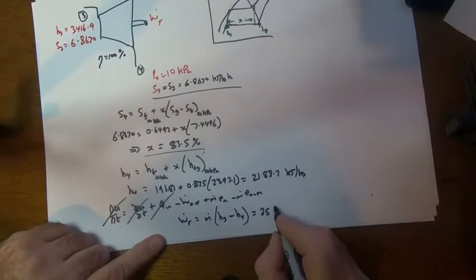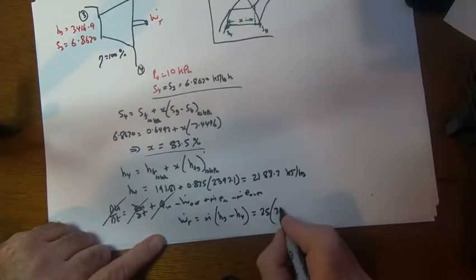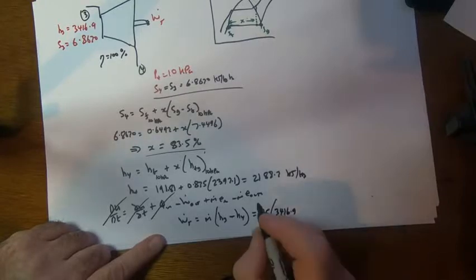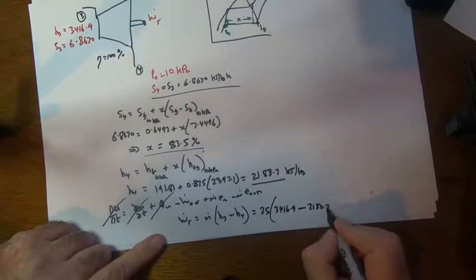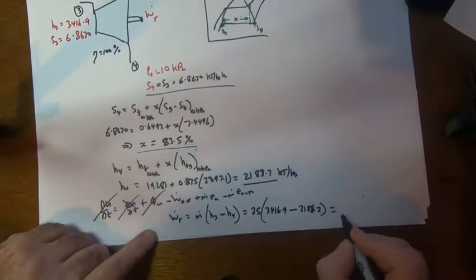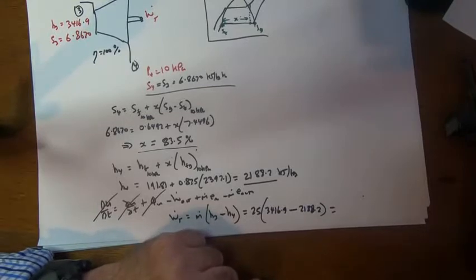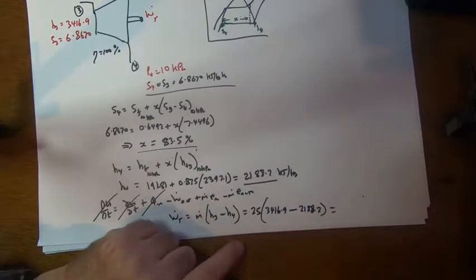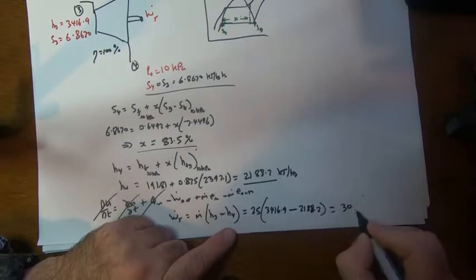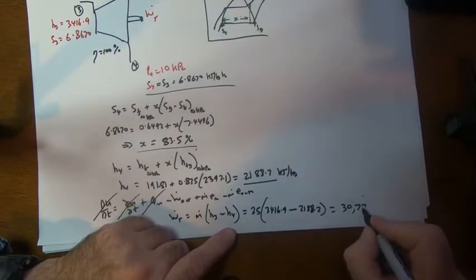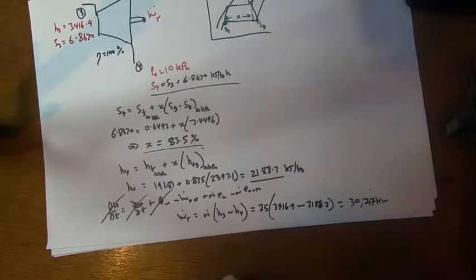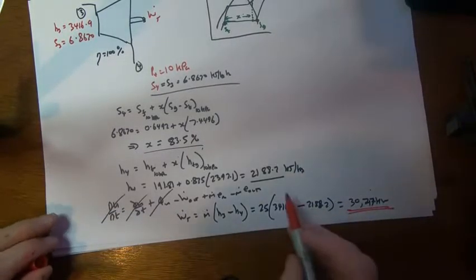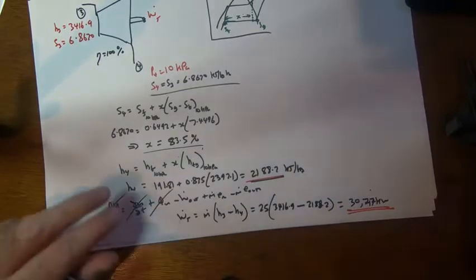We have our 25 kilograms per second, times our H3, 3416.9, minus our H4, which we just found here, 2188.2, will give us the work out of the turbine as 30.717 megawatts, or 30 megawatts. So that is the work out of our turbine. That was the H3. So we can wrap this up now.